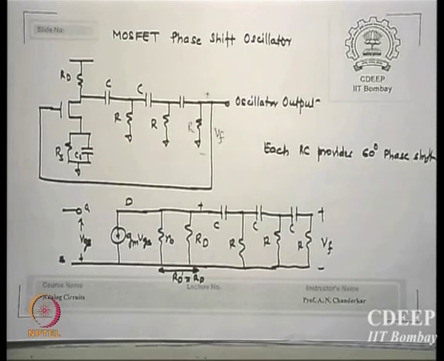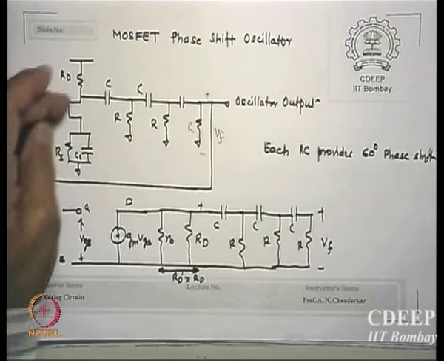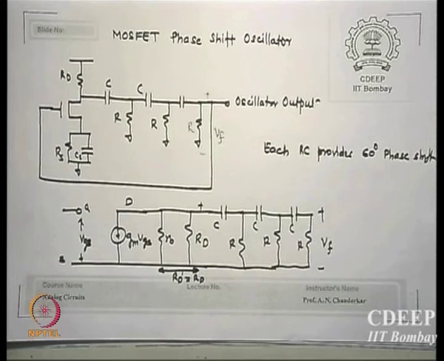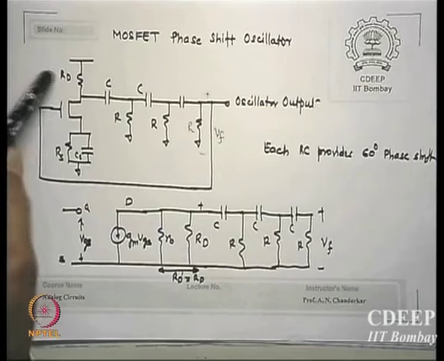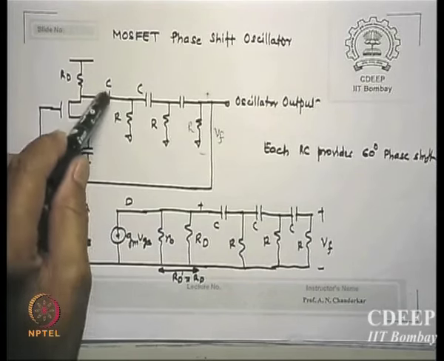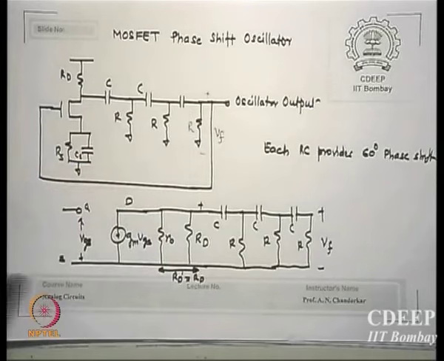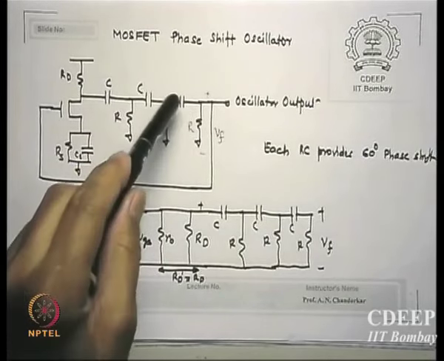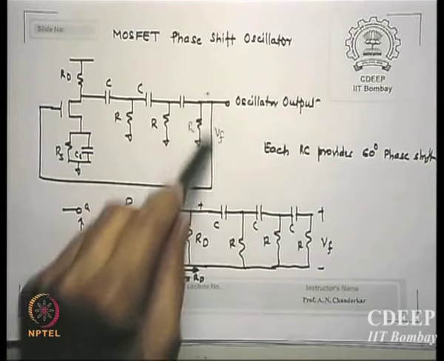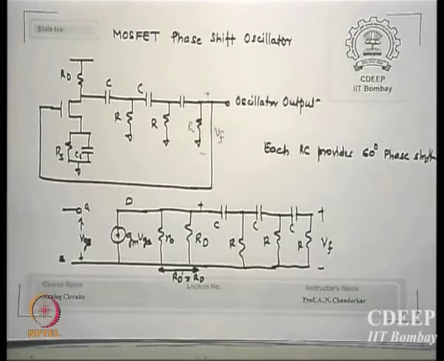The first version I said is the phase shift oscillator. Basically, we want 180 degree phase shift from the feedback network, and we need 180 to come from the transistor. So this is the first of the series of oscillators which we use. This is for a discrete transistor. This RS, CS is of course a bias network, so just forget about it. This is the load, and I have 3 RC ladder network kept here, and the output of the final RC is fed back to the gate of the transistor.